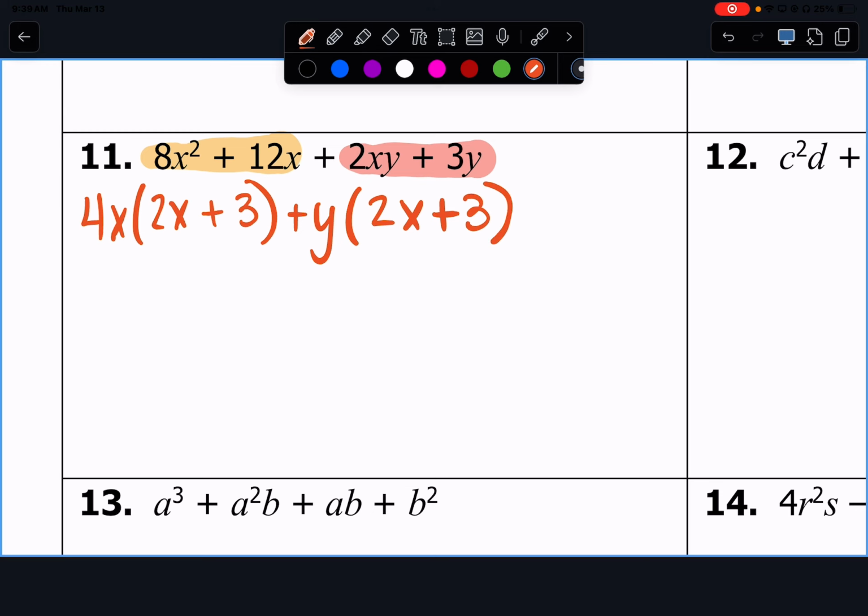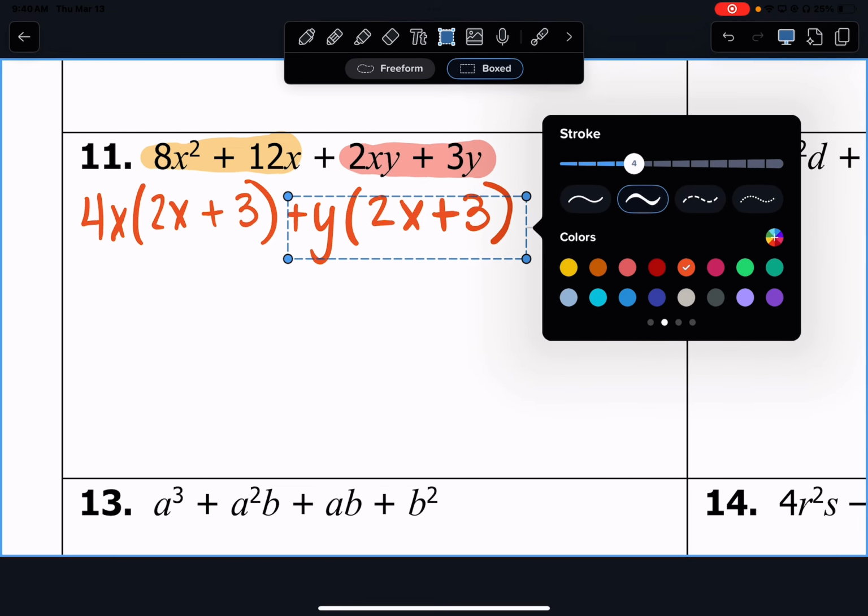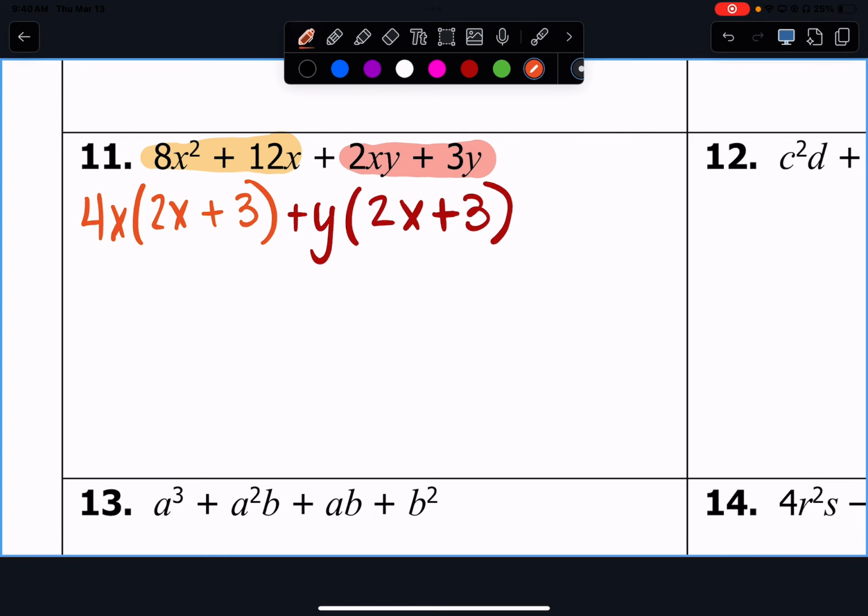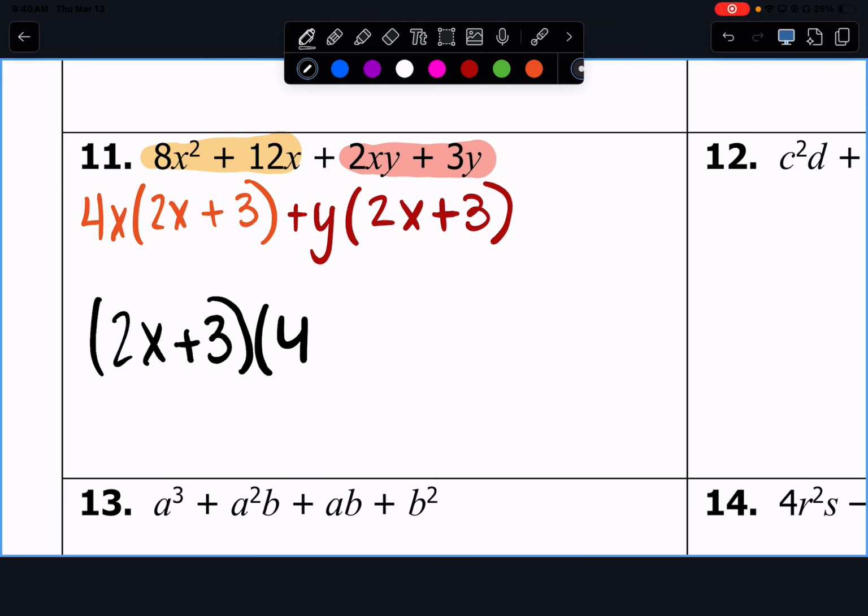All right, for number 11, is that what you got for your GCFs? I'm finishing it right now. Oh yeah, that's what I got. Then what would my final answer be for number 11? 2x plus 3 and 1 of them. And then in the other one, 4x plus y. All right, there's too many extra conversations happening.